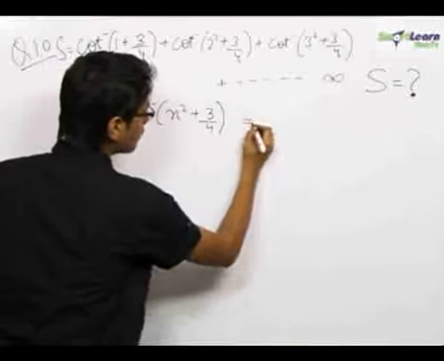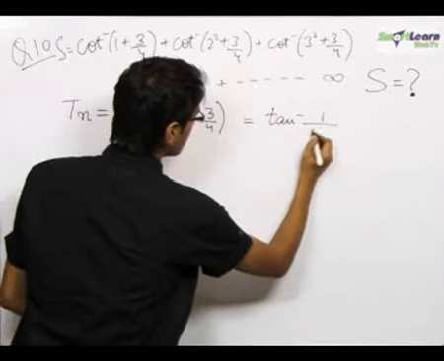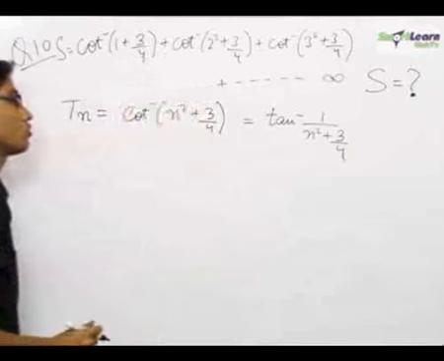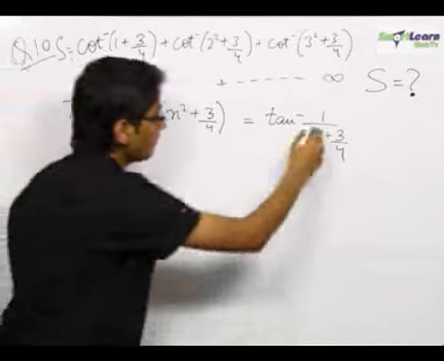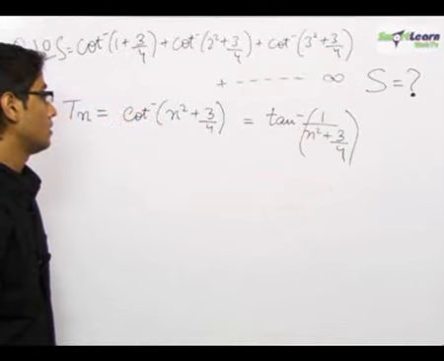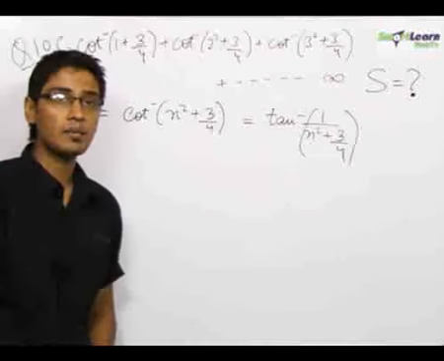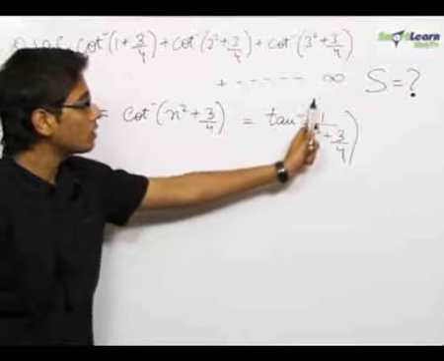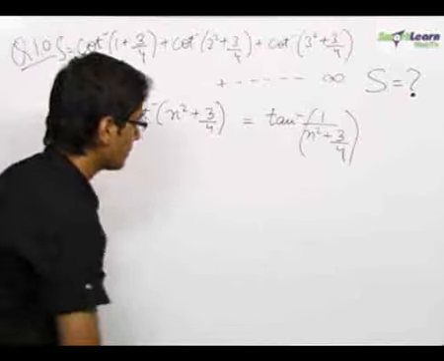And we know that cot inverse of x is tan inverse of 1 by x. So this can be written as tan inverse of 1 upon n square plus 3 by 4. Now this is a very complicated term, and the basic formula which we know in terms of tan inverse is tan inverse a minus tan inverse b equals tan inverse of a minus b upon 1 plus ab. So we try to convert this whole thing in the form of tan inverse a minus b upon 1 plus ab.